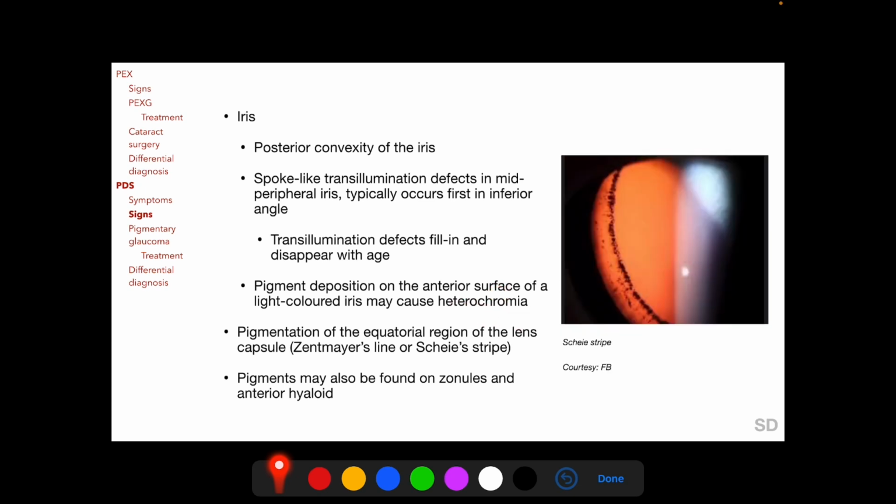In the crystalline lens, there can be pigmentation of the equatorial region of the lens capsule, which is called a Zentmayer line or Scheie stripe, as seen here in this photograph. And pigment deposition may also be found on the zonules and the anterior hyaloid.